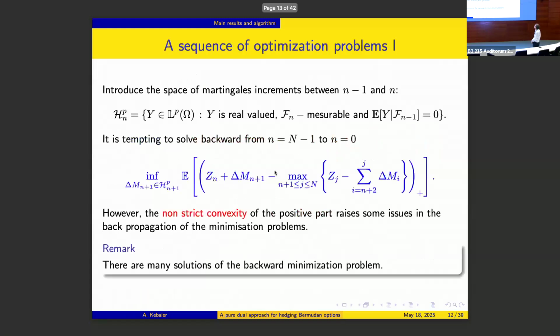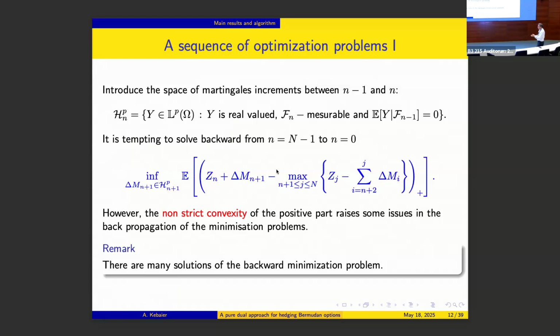So how to solve this? As I said here, it's tempting to run the infimum here, and the new increment does not, of course, appear in this running maximum. So the non-strict convexity of the positive part raises some issues in the backpropagation of the minimization problem. This is the main message from this slide.